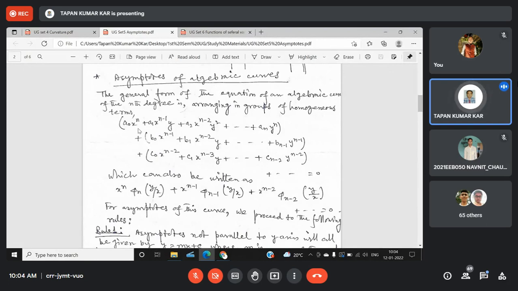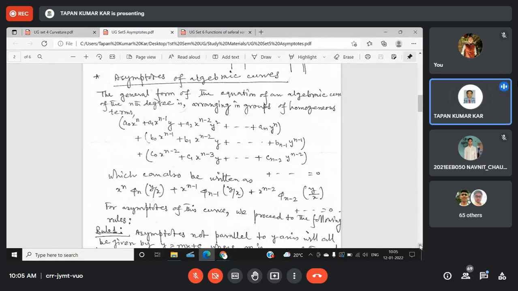a naught x to the power n, a1 x to the power n minus 1, and y for y it is 1, so total n. So all the terms contain n degree. Similarly, in the second group, n minus 1 degree, third group n minus 2 degree, and in this way finally, if there is any constant term, the last term will be the constant.